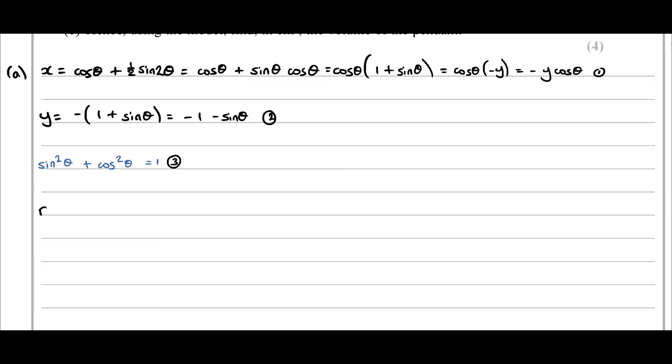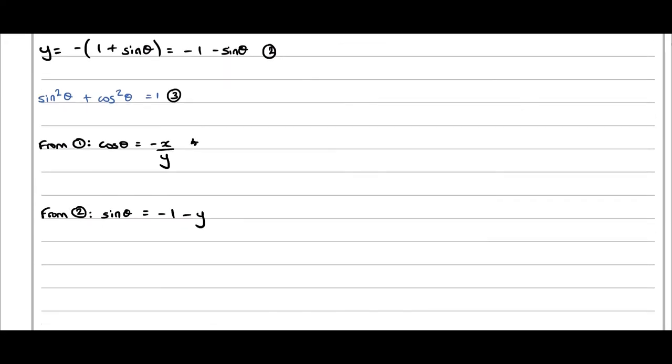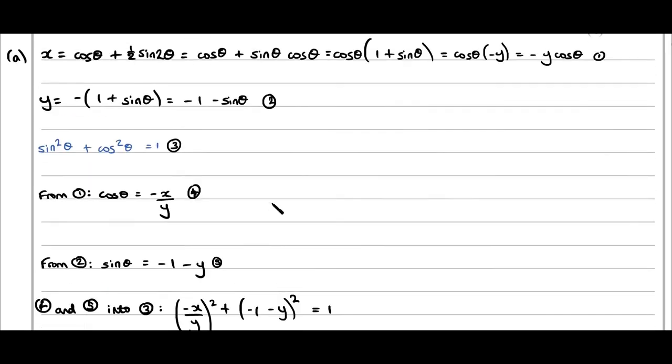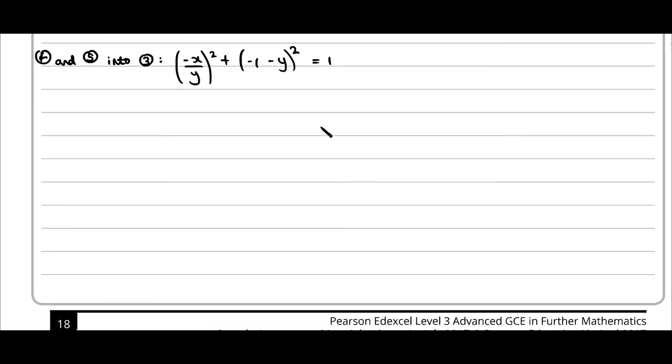we can rearrange from equation 1 to say that cos theta is equal to minus x over y. And from equation 2, we can rearrange to say that sine theta is equal to minus 1 minus y. We'll call this equation 4. We'll call this equation 5. We will now substitute equation 4 and 5 into equation 3. So if we substitute equation 4 and equation 5 into equation 3, we have minus x over y squared plus minus 1 minus y squared equals 1. And if we use algebra, we can end up at this equation here. And that's all we have to do for the rest of this question.